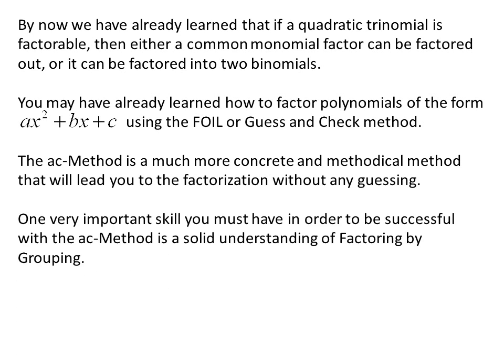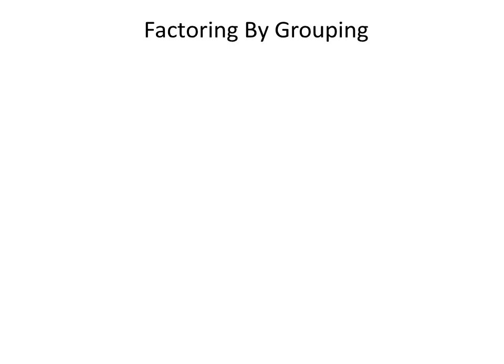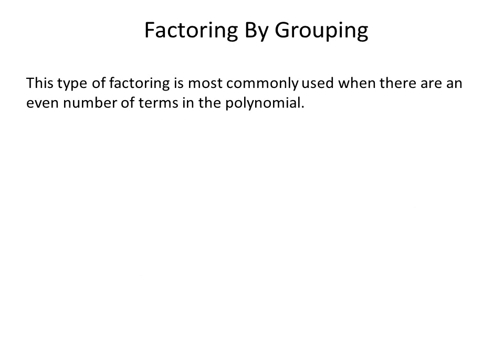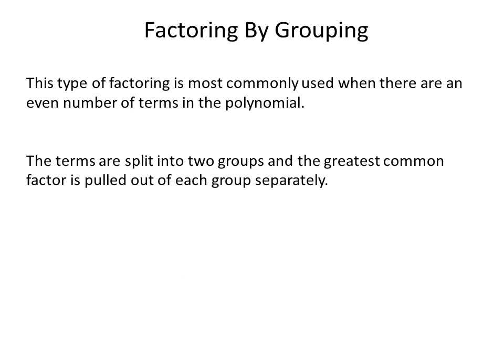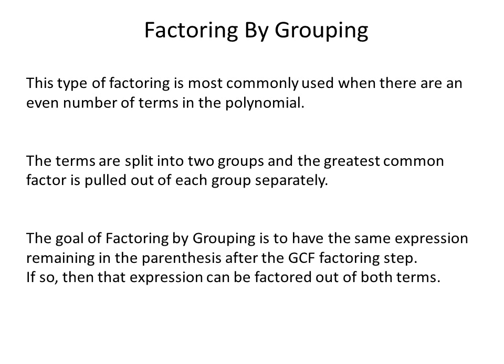One very important skill you must have in order to be successful with the AC method is a solid understanding of factoring by grouping. So the first thing I want to do is review factoring by grouping. This type of factoring is most commonly used when there are an even number of terms in the polynomial, such as 2 terms, 4 terms, 6 terms, 8 terms. The terms are split into two groups, and the greatest common factor is pulled out of each group separately. The goal of factoring by grouping is to have the same expression remaining in the parentheses after the GCFs are factored out. If so, then that expression can be factored out of both terms.